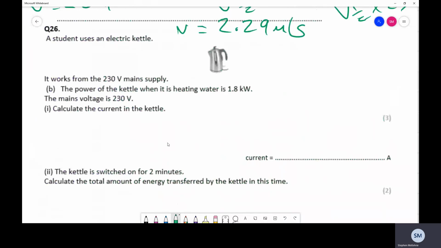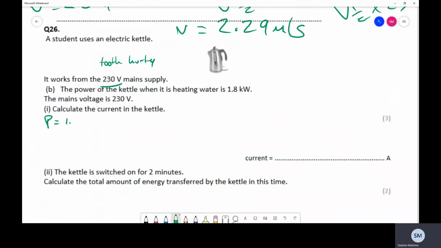The power of the kettle when it's heating is equal to 1.8 kilowatts. And the sneaky hobbits are there again because we don't want kilowatts, we want watts. I was just saying that we want watts, not asking you what we want. So the power is equal to 1,800 watts. The mains voltage is 230 volts.